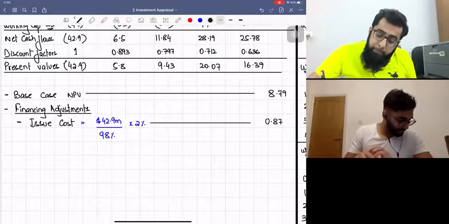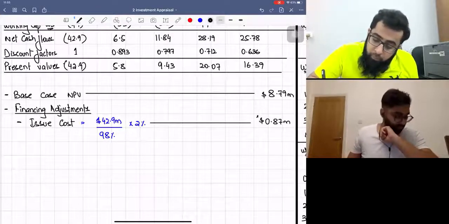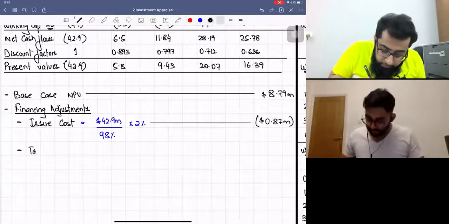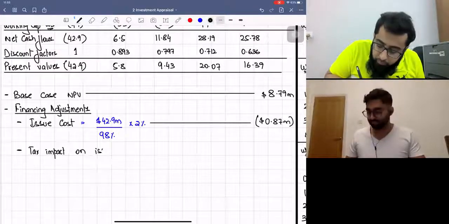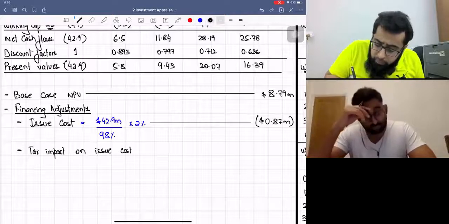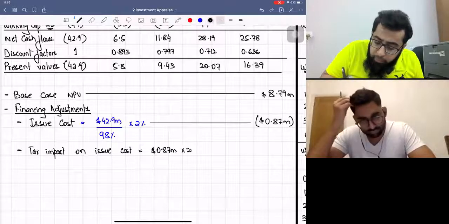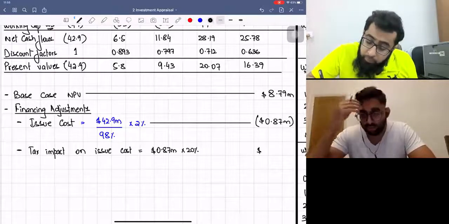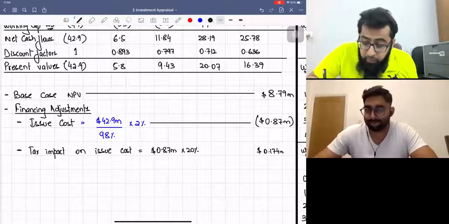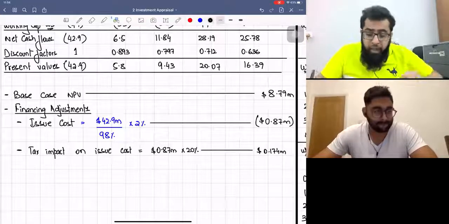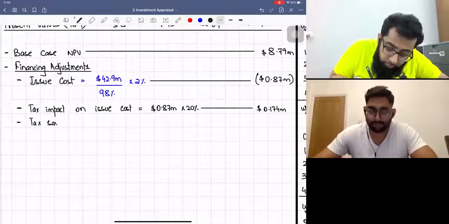Okay. Tax benefit is 0.87 times 20% on issue cost. So $0.87 million into 20%. How much? 0.174. Then we have to take the impact of tax saving on interest cost.